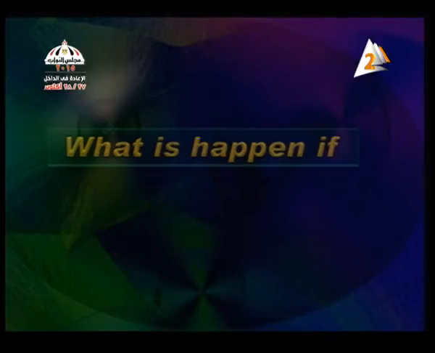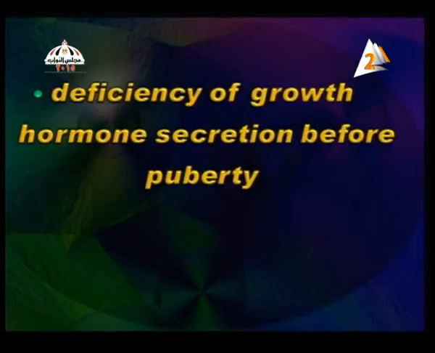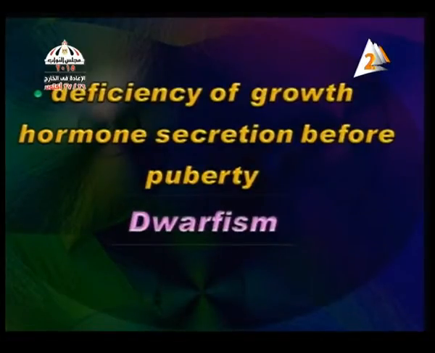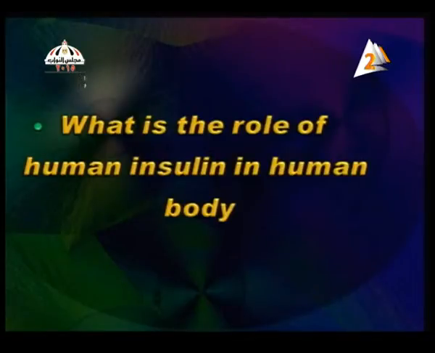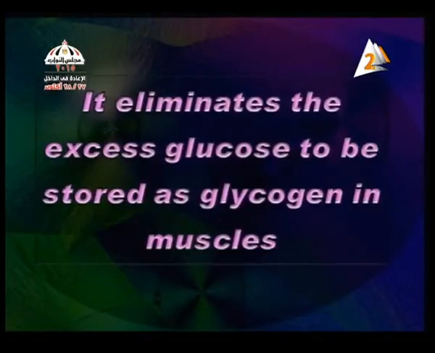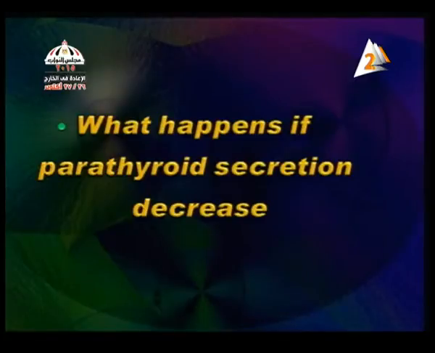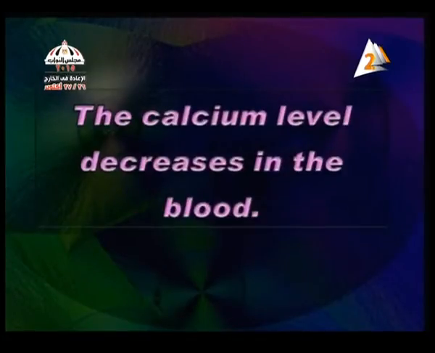What happens if there is deficiency of growth hormone secretion before puberty? Very good. It is dwarfism. What is the role of human insulin in the human body? Very good. It eliminates the excess glucose to be absorbed as glycogen in the liver. What happens if parathyroid secretion decreases? Well done. The calcium level decreases in the blood.